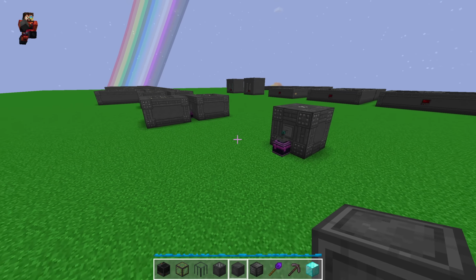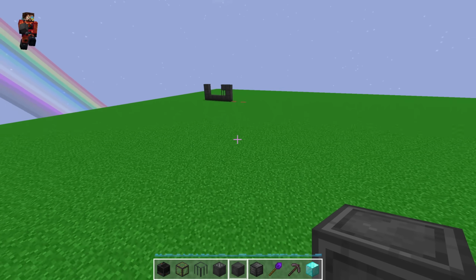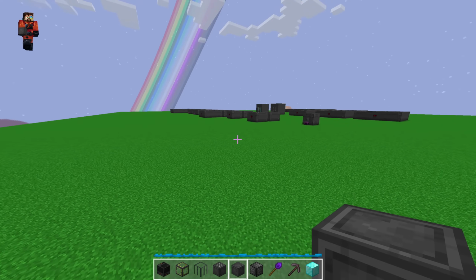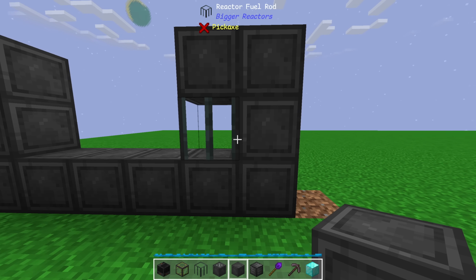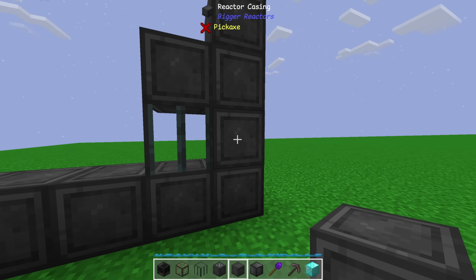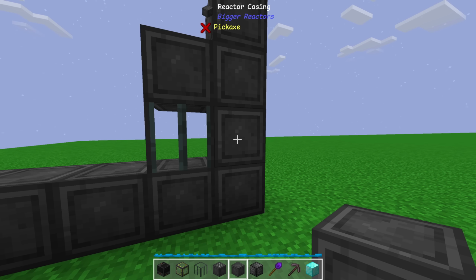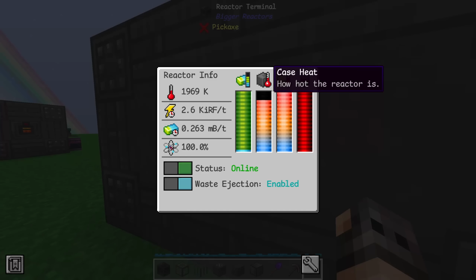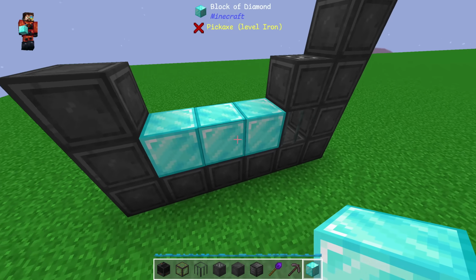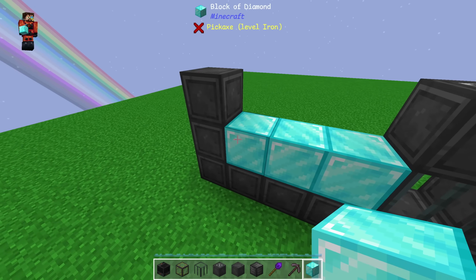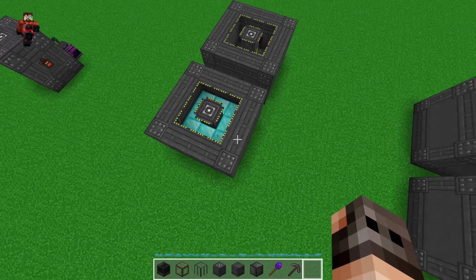In order to understand why coolant is going to affect the efficiency, we have to understand how power is being generated inside a big reactor. When the fuel rod has fuel in it, it's going to be irradiated. That radiation is going to travel to adjacent blocks, it's going to be absorbed, and the absorbed radiation is going to cause heat. Once the heat reaches the reactor casing, you get some power. So having more space with more coolant is going to increase the absorption, meaning that you're going to get more heat for the casing. So how do we place down the coolant?